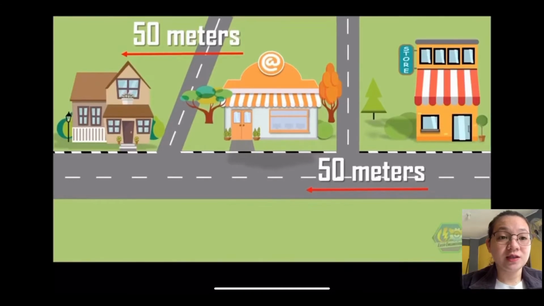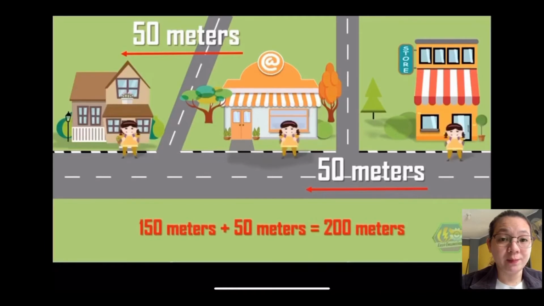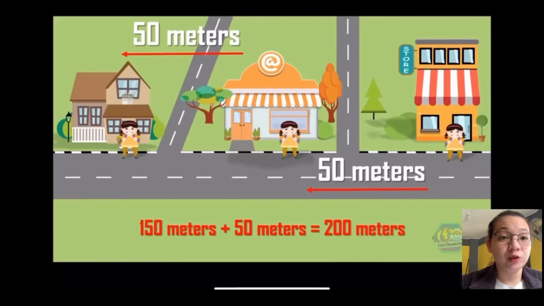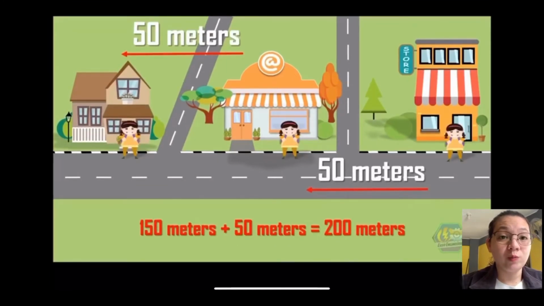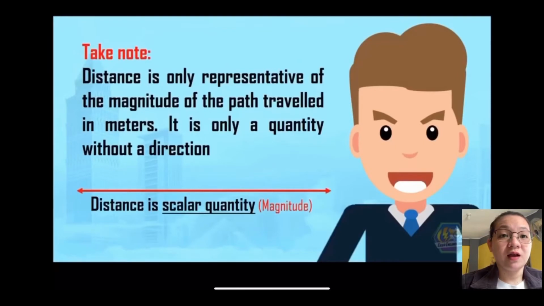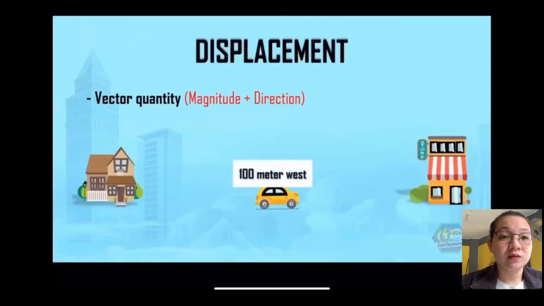Okay, the total distance is 100 meters plus 50 meters, if Sarah stopped by at the computer shop owned by Miss Amelia. And then after that, she again moved another 50 meters from the computer shop. The total distance is 200 meters. We define distance as the magnitude of the path traveled, in meters, the SI unit. It is only a quantity without direction because distance is a scalar quantity.